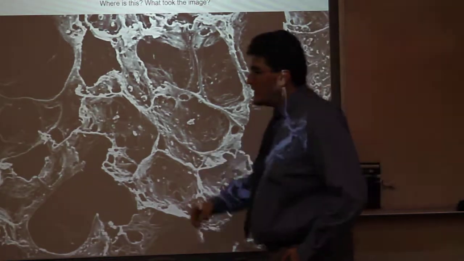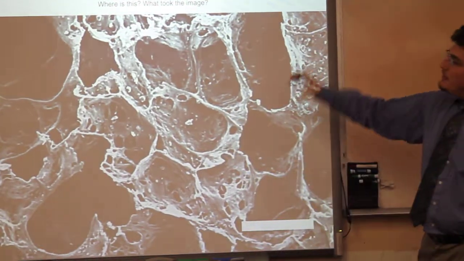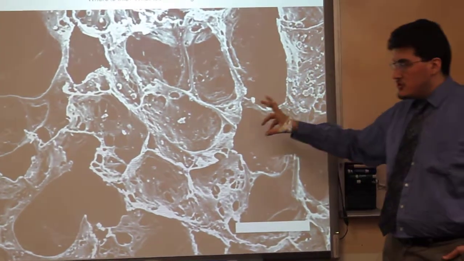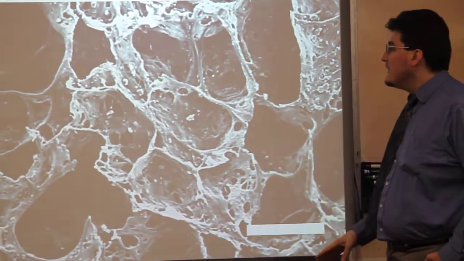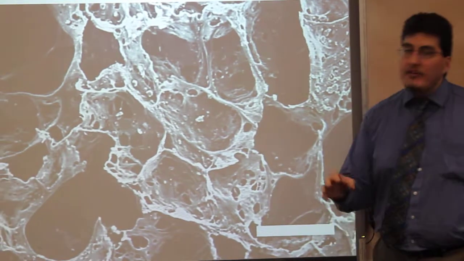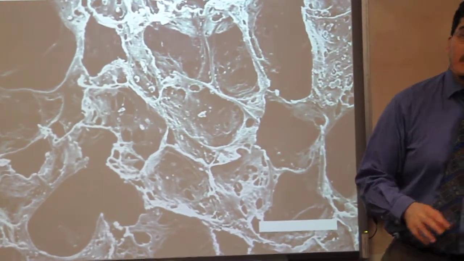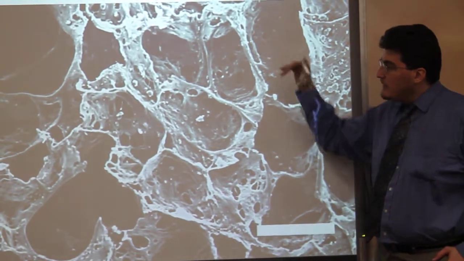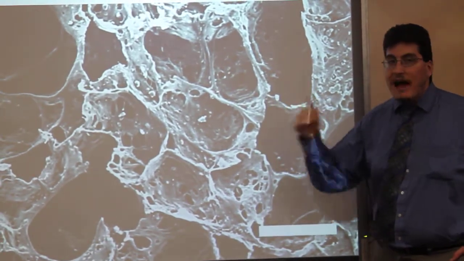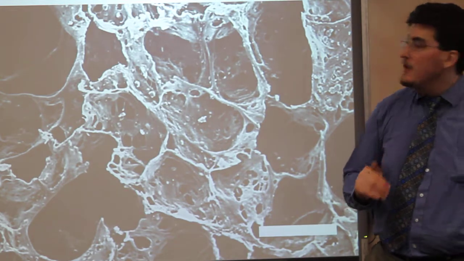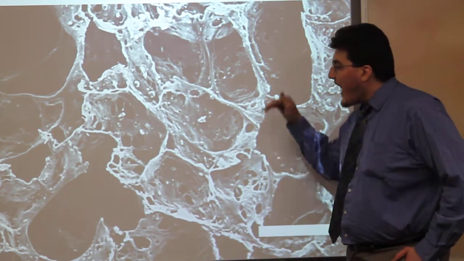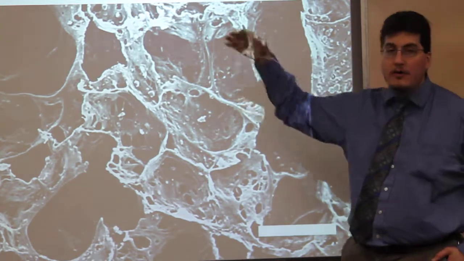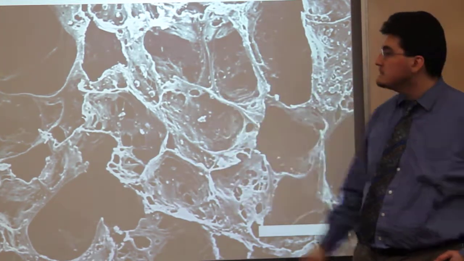Now, this is a scanning electron micrograph image of an alveolar sac. This shows us that the alveoli are not smooth walled. There are holes that punctuate the alveoli and allow them to communicate with one another. These air spaces have a lot of holes that allow for communication and air movement from alveolus to alveolus.